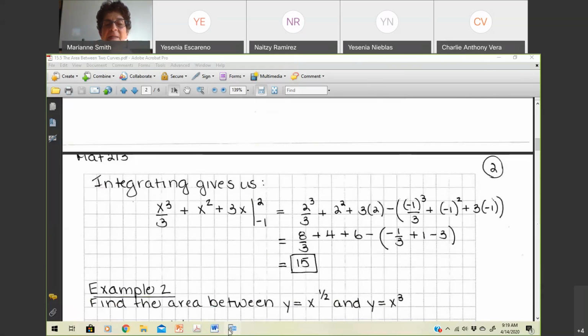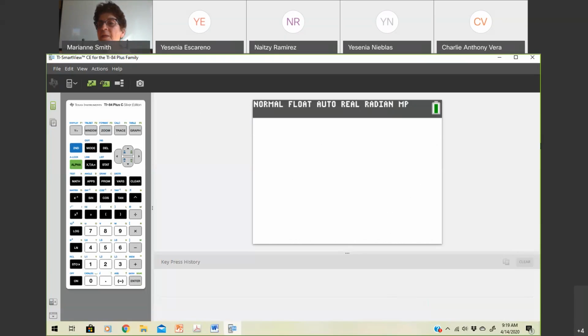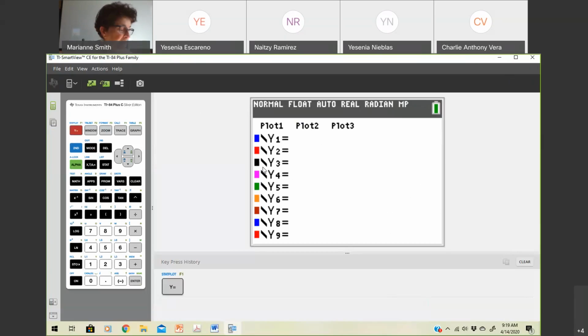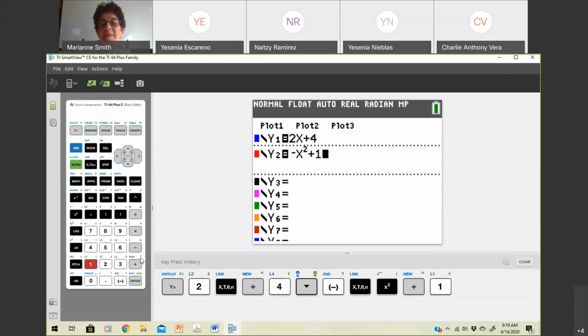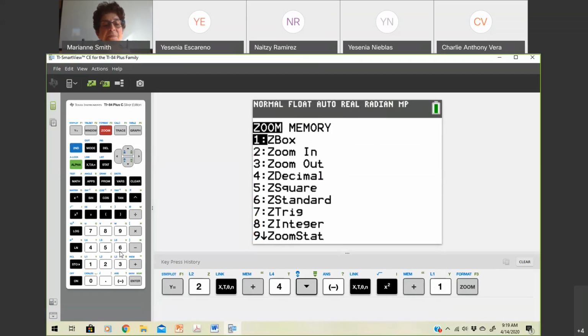Here I have my TI emulator. You go into y equals and you put in the 2 functions. I had 2x plus 4 as my first function, and negative x squared plus 1 as my second function. I'm going to graph those on a standard window, Zoom 6.